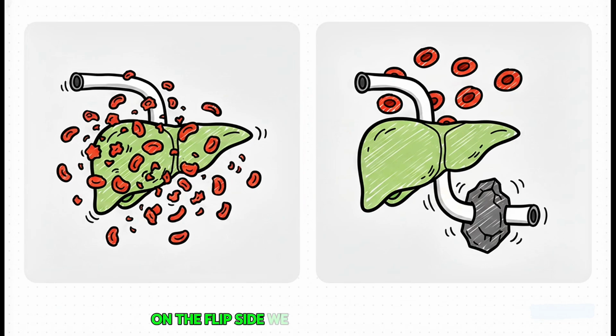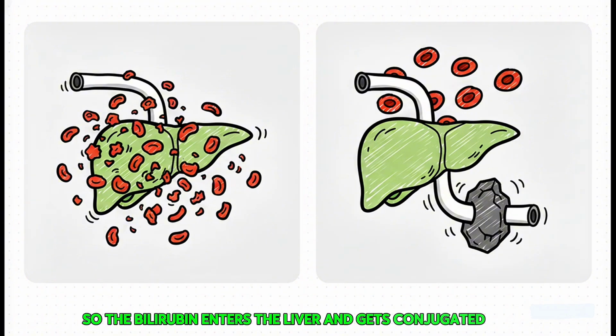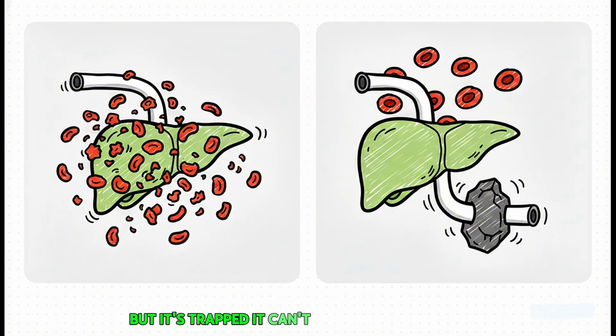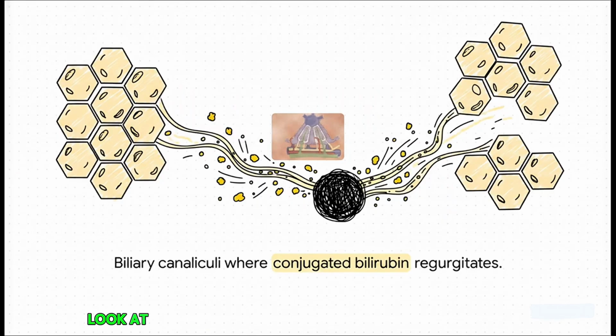On the flip side, we have obstructive jaundice. This is a posthepatic or intrahepatic issue. The rate of bilirubin formation, totally normal. But the bile ducts are blocked, maybe by a nasty gallstone or a tumor, or the hepatic cells are damaged by hepatitis. So the bilirubin enters the liver and gets conjugated normally, but it's trapped. It can't get out into the intestines. This gives you a massive spike in conjugated bilirubin in the plasma. Look at this image here.